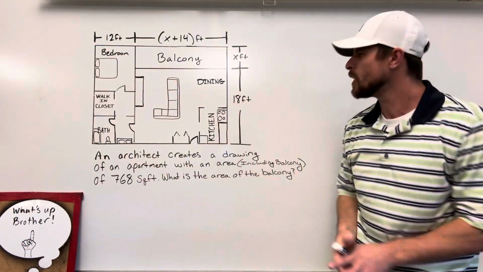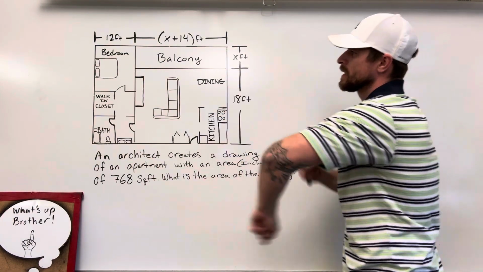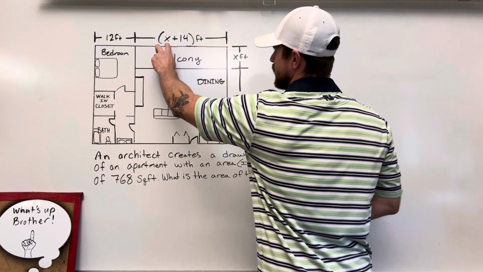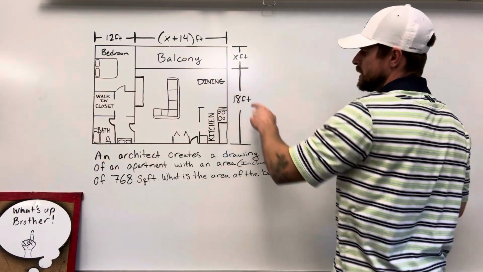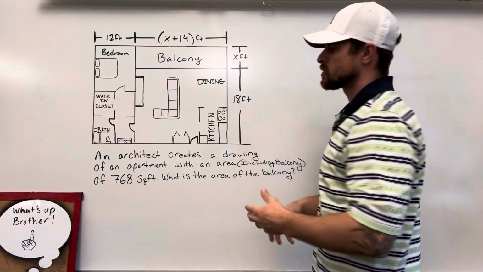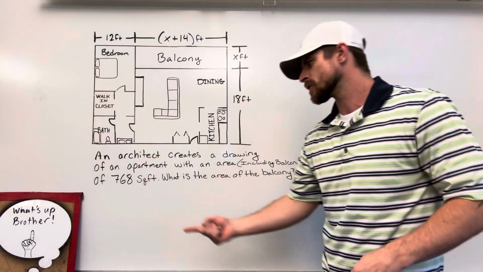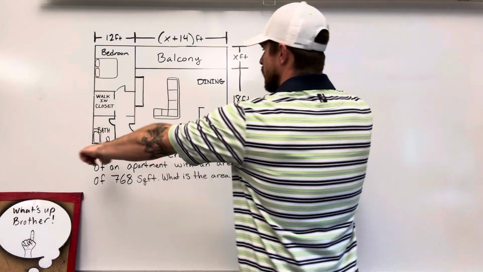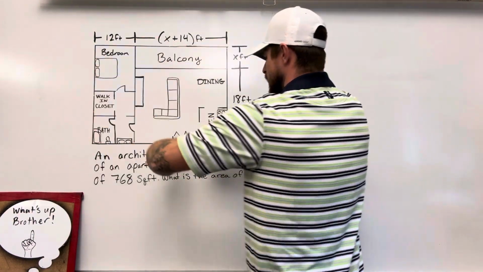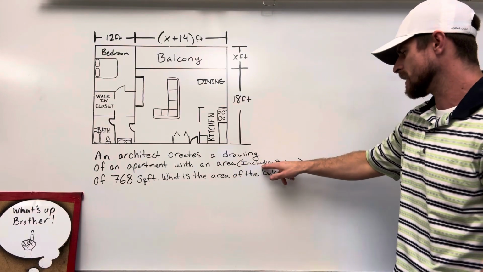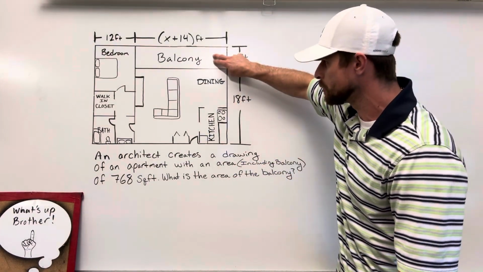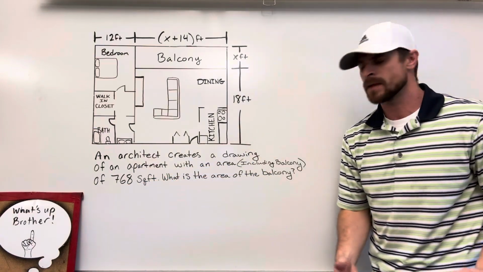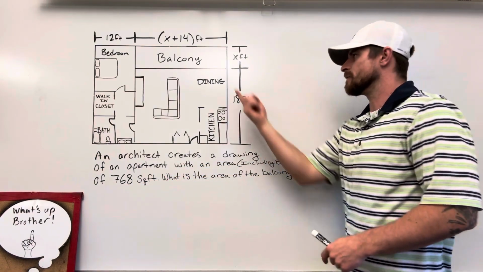Let's get it. Got this floor plan right here, right? They're giving us some good old-fashioned numbers like 12. They're giving us a binomial with a variable in it. Got a variable over here, good old-fashioned 18. So what we've got to do to answer this question: an architect creates a drawing of an apartment. So this is the apartment's floor plan, the entire rectangle you're looking at, with an area including the balcony. So if we include this area, the total is 768 square feet. They're asking us to find the area of the balcony only.